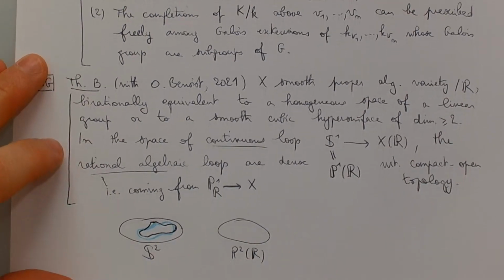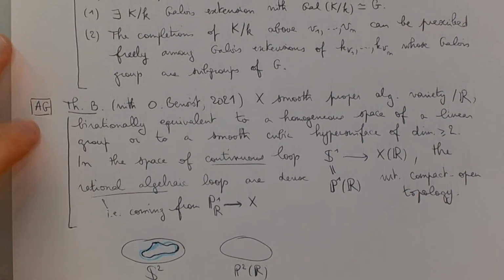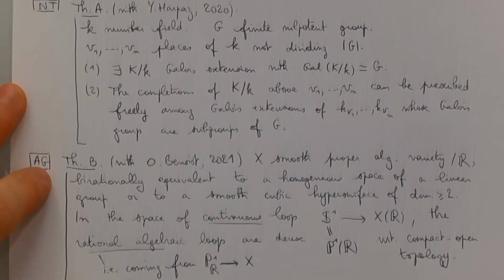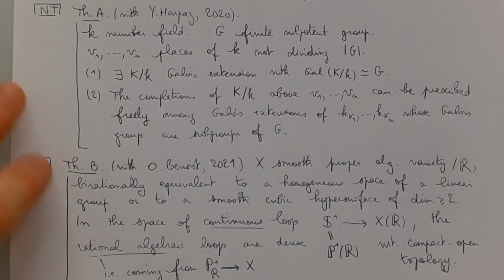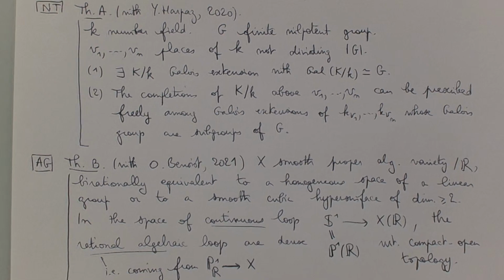Okay, so that's the two statements I wanted to show you. And what connects these two statements together is that their proofs, as you will clearly see, both go through the study of rational points of so-called rationally connected varieties over non-closed fields. And what is more, the two proofs in fact follow the same general strategy, which might look a bit surprising, but that's how it is.